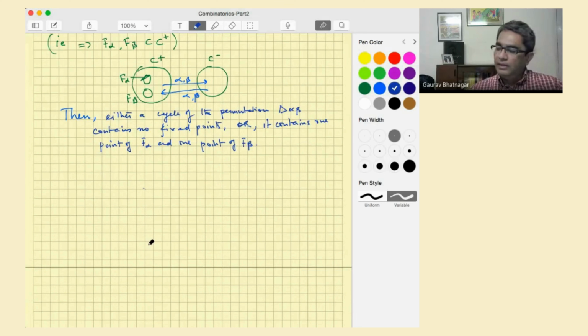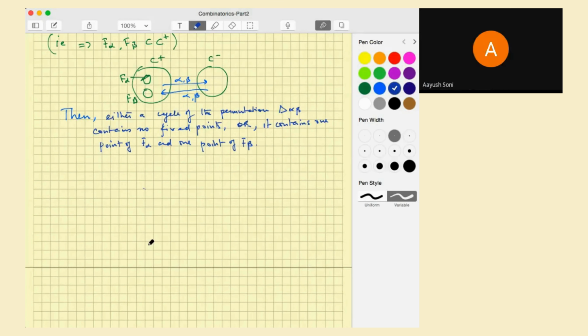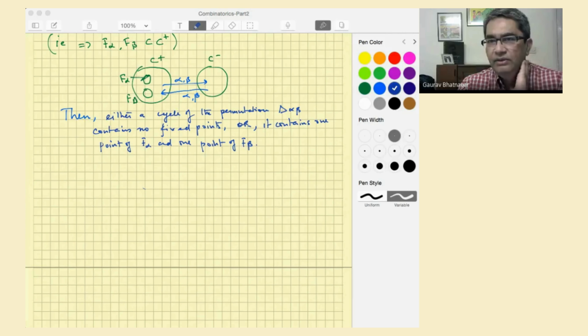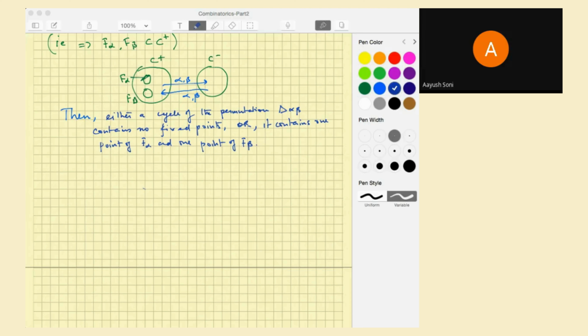Professor, this also implies that if such a thing exists, then F alpha and F beta have equal cardinality, right? That's what we are trying to achieve. Yes. So there's a bijection, and bijection means equal cardinality. Thank you, Professor.